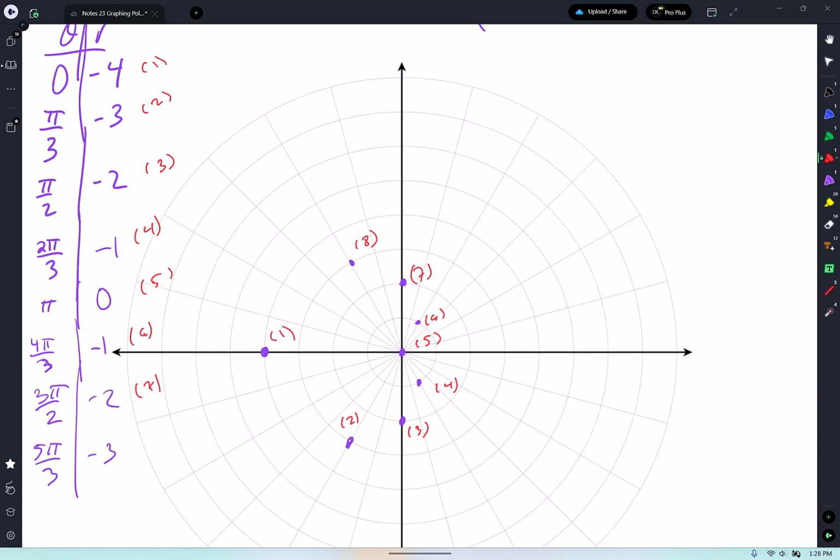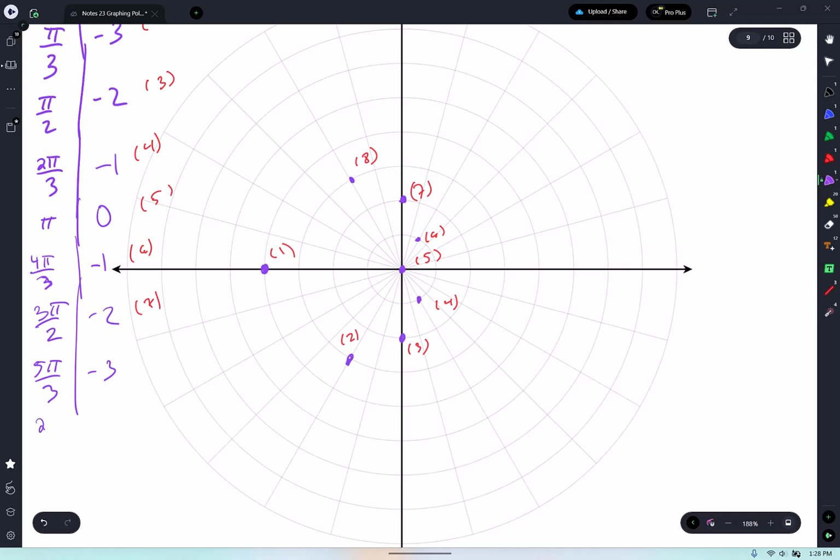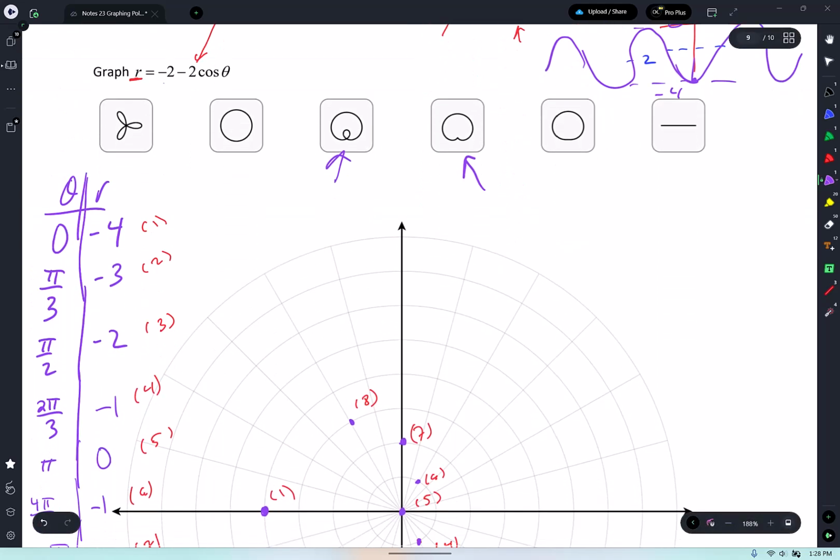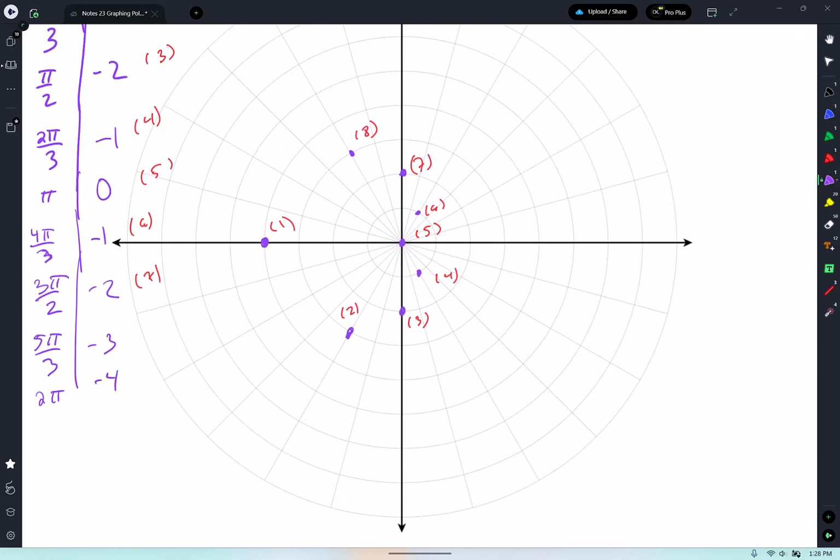And by the way, let's do one more, so it can be full circle. 2 pi. Cosine of 2 pi is 1. Negative 2 minus 2 is negative 4. So there it is, full circle. That's my ninth point. And my ninth point is back again right there.